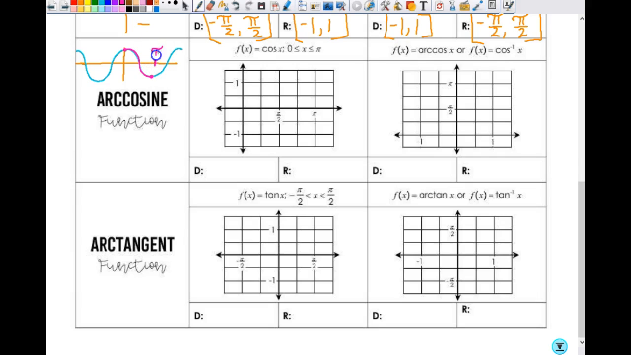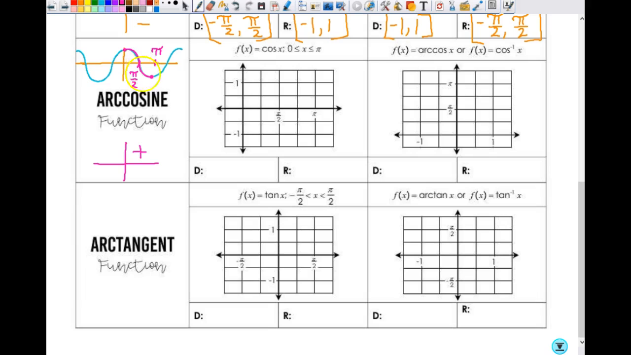Pi. This is at pi. So this part right here was pi halves. So let's think about the unit circle. From here to pi halves, that's my first quadrant angles, right? And see how all the cosine values are positive?